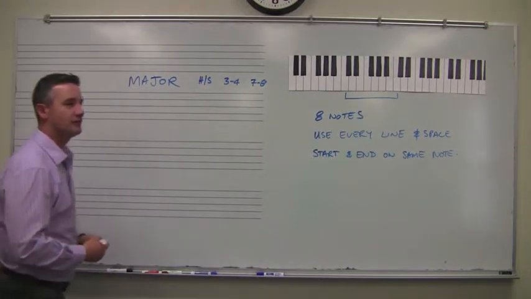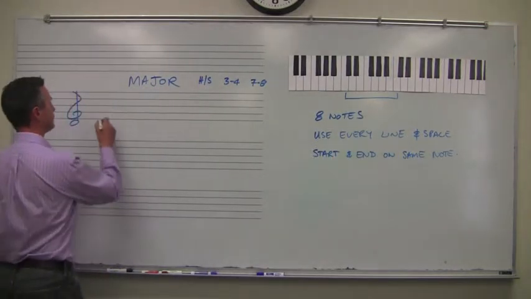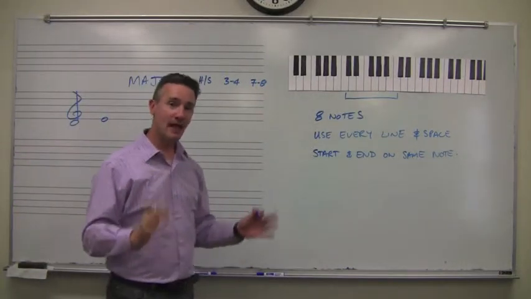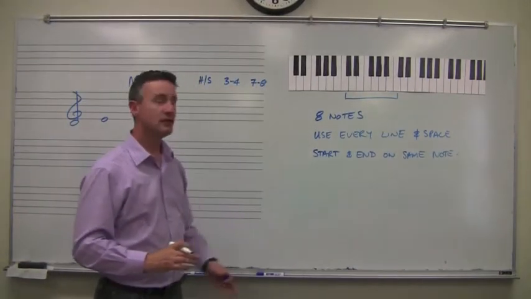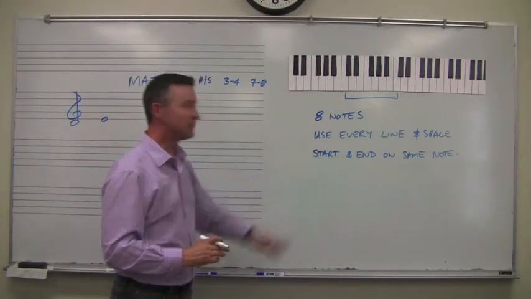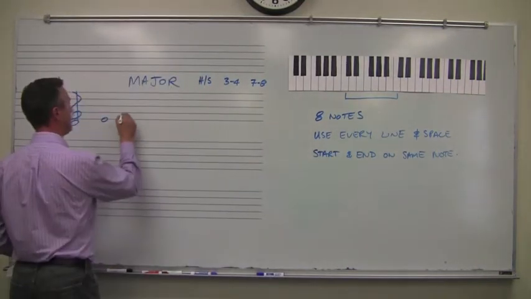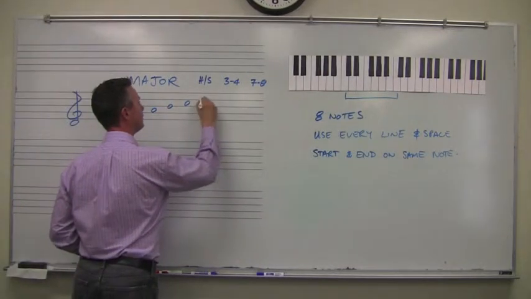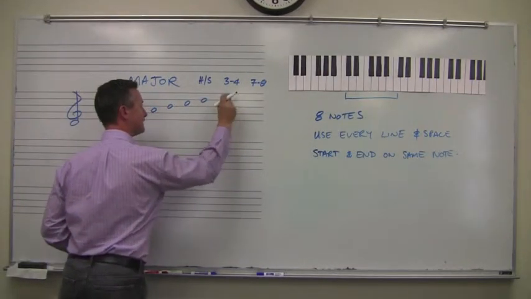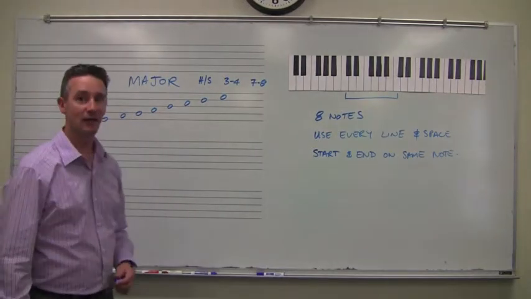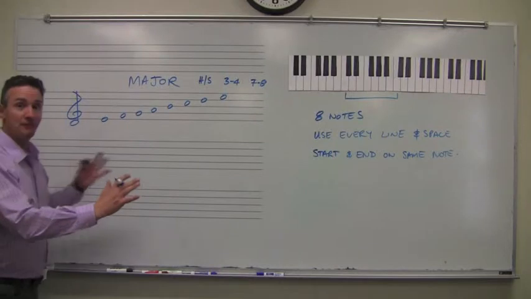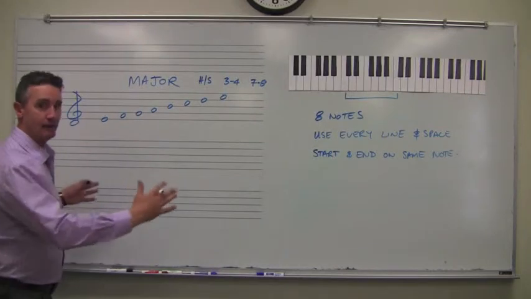Let's say to ourselves, okay, we want to write a major scale, we want to start on E. What are the things that we have to have in place for any major scale? Well, we have to have 8 notes. We have to use every line and space, and we have to start and end on the same note. So, using every line and space, I'm going to move up through 8 notes until I get to exactly the same note at the other end. That's my map. That's my basic layout for the scale.